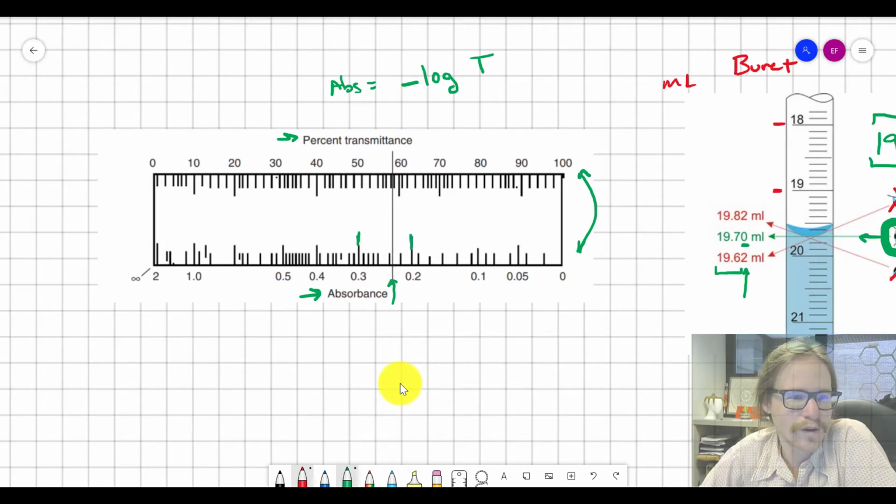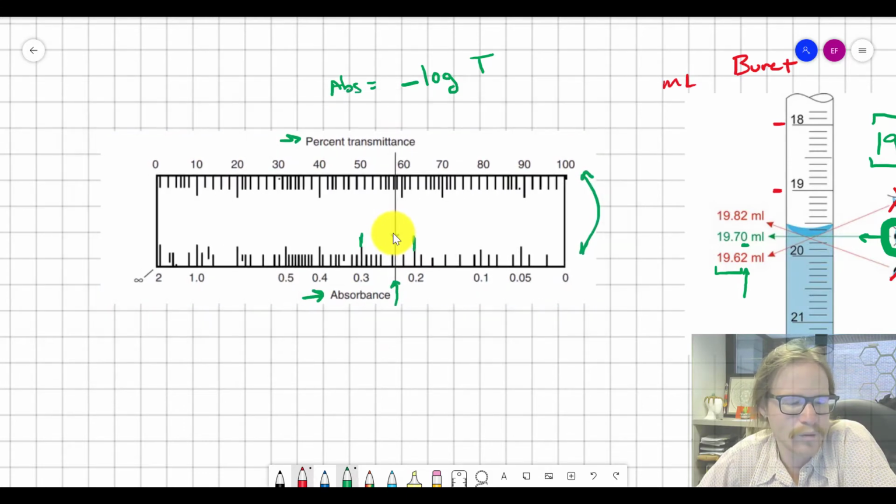So each one of these lines here would be, let's see, it looks like there's about 7 lines there, so this isn't a great example, but it would allow you to estimate 1 digit past what you know for sure on the axis in terms of the absorbance. So this would allow you to get 3 significant digits from the absorbance scale.